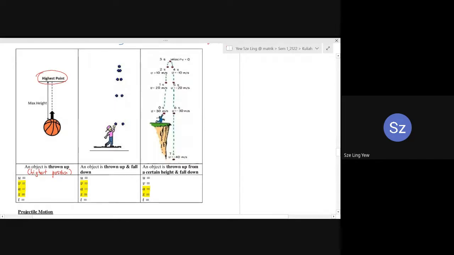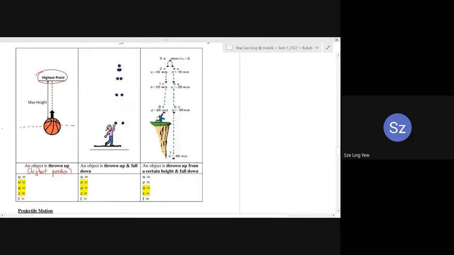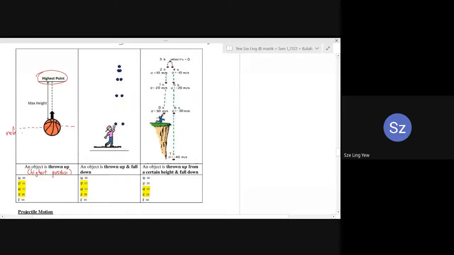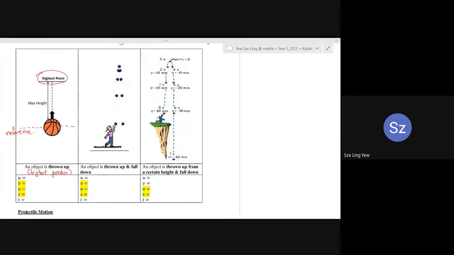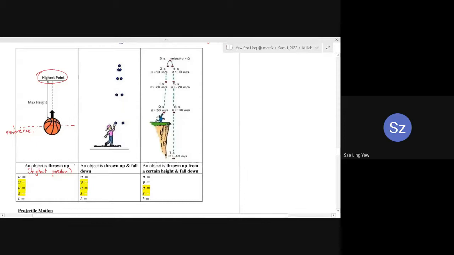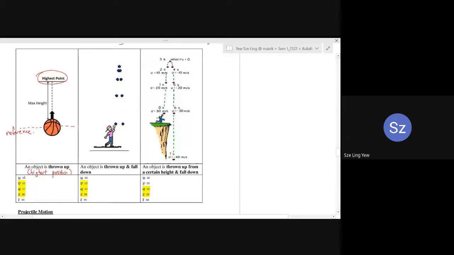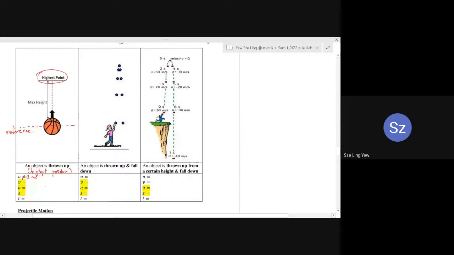So your object now is the ball. We are going to take here as our reference position. So when you throw it upwards, what happens to its initial velocity? You don't know because you thrown it up. When you throw something, it's moving with an initial velocity. So the only information that we know is u is not equal to 0 because you throw it up. And then what happens to v?